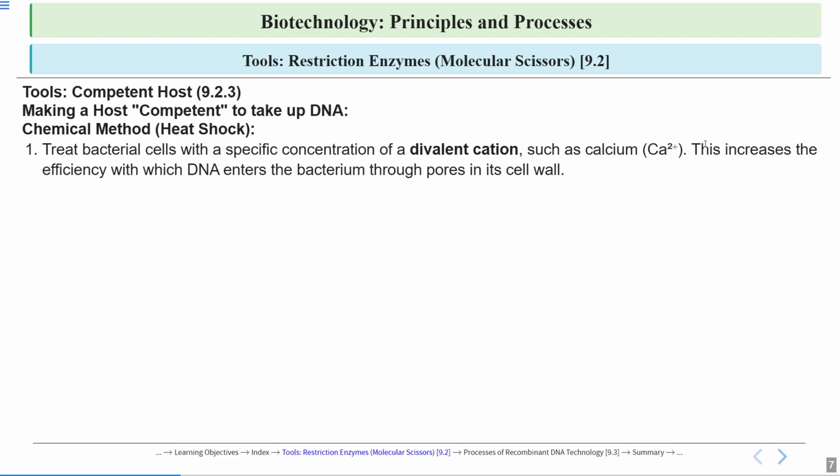And how this happens, and what is the procedure that we are going to study now. So what we do, first we incubate the cell with the recombinant DNA on ice. We take these E. coli cells, we take the recombinant DNA, and we keep them on ice.